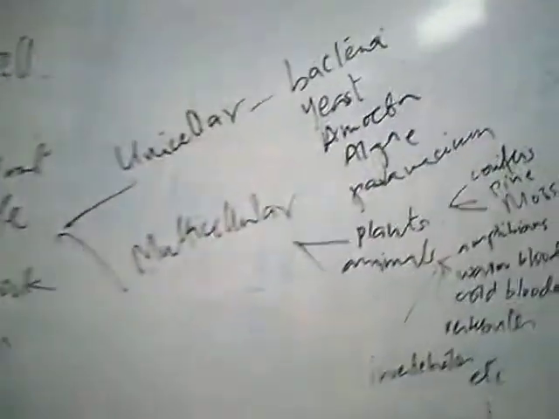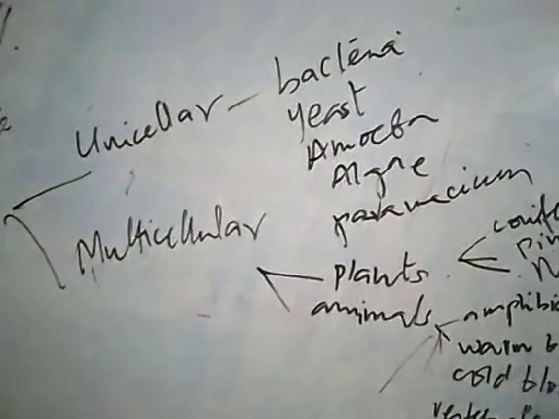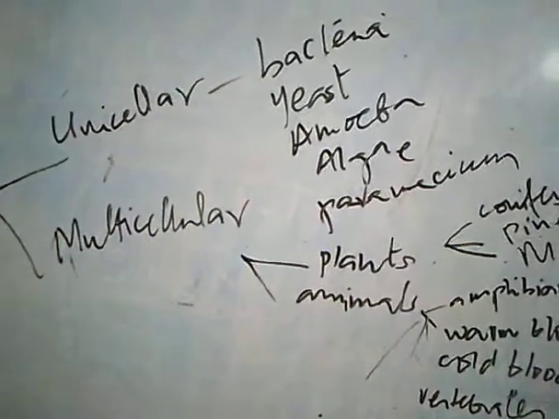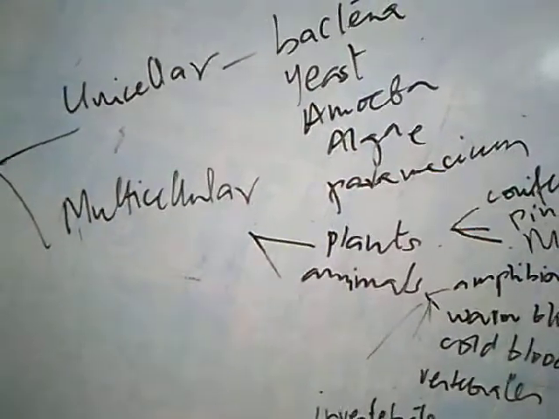So unicellular organisms are ones which have only one cell. Bacteria has one cell, yeast is made up of one cell, amoeba and algae. These are unicellular and are the simplest organisms.